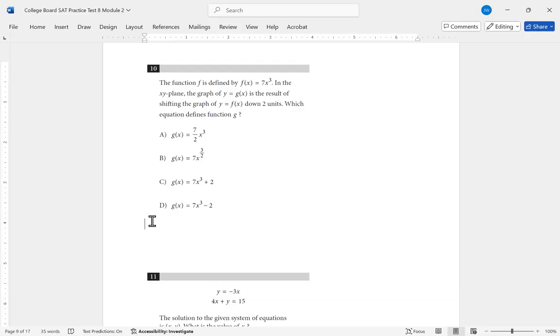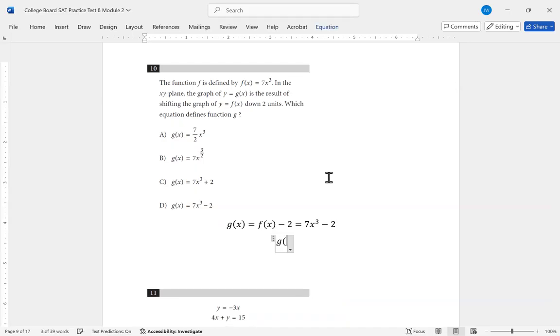So if g of x is the result of shifting graph f of x down 2 units, then g of x will be the same as f of x shifted down 2 units. If we're shifting the y value down, then I'm shifting the output value down too. So I'm subtracting 2 from the output. And what that is going to be is 7x raised to the third power and then minus 2. So that's the g of x that we're looking for. It's 7x raised to the third power minus 2.